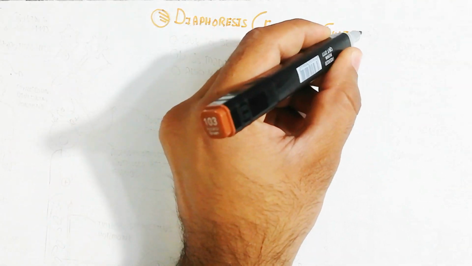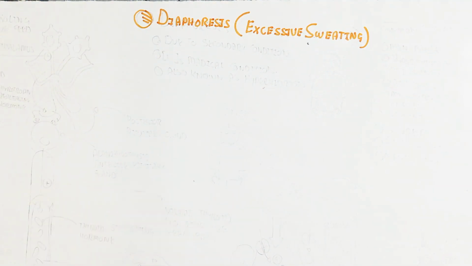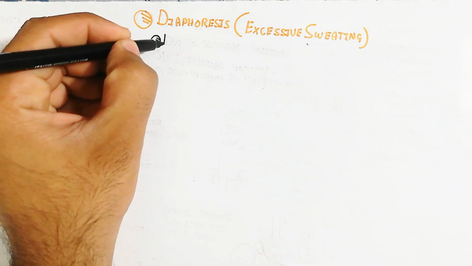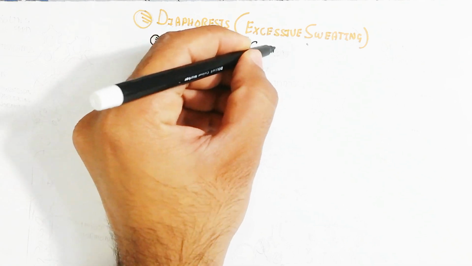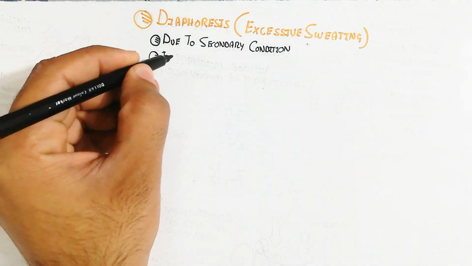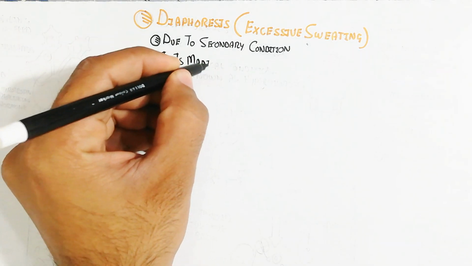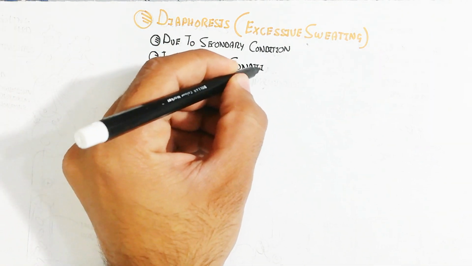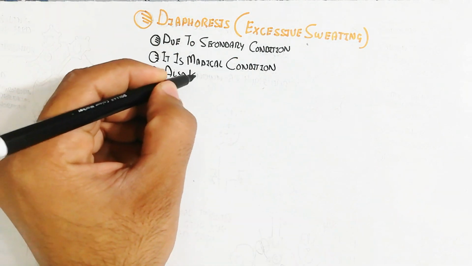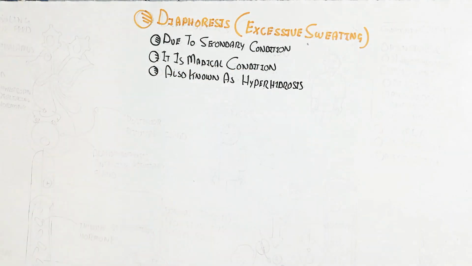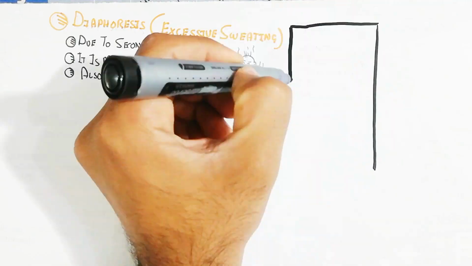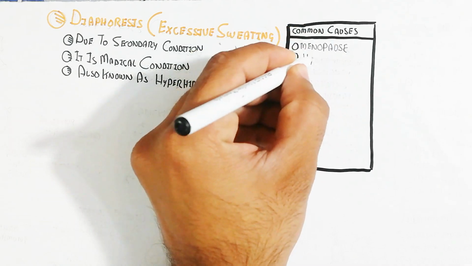Diaphoresis means excessive sweating due to some complication, but it is due to a secondary condition. The primary condition leads to sweating; the secondary condition is a medical condition, also known as hyperhidrosis. Hyperhidrosis will lead to more dehydration.